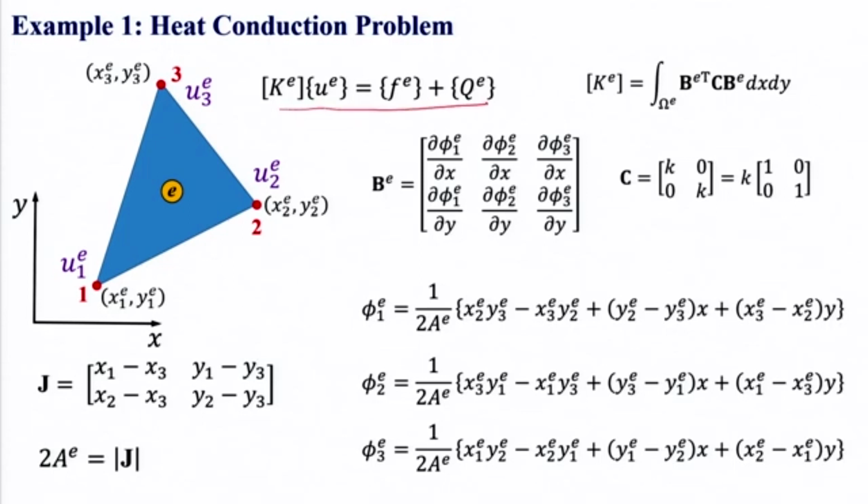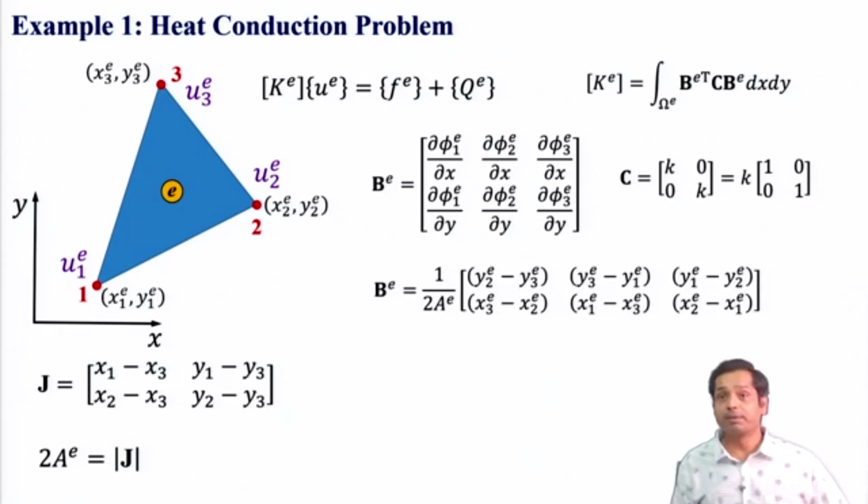When we say we need to write this equation, we need to get an expression for Ke, an expression for Fe and an expression for Qe. All these terms we now need to determine. Ke can be written as this, as we have already seen, where B is this and C is this, where K is constant. So C is written as this. What we will do is substitute this phi 1, phi 2, phi 3 in this expression, and then we can get an expression for B.